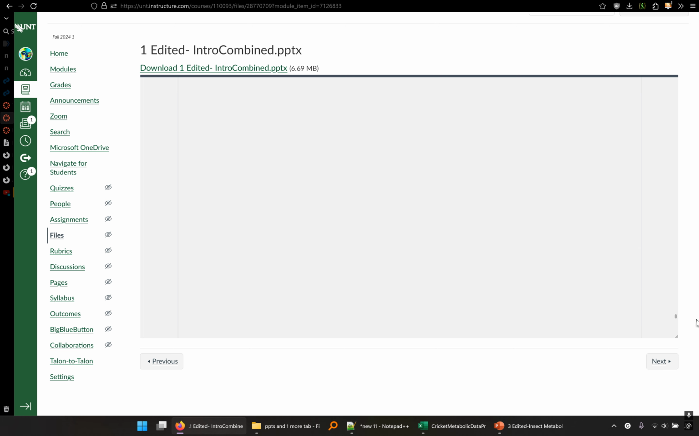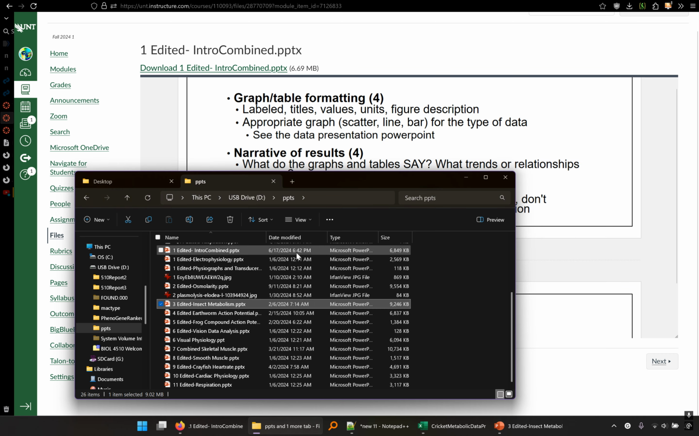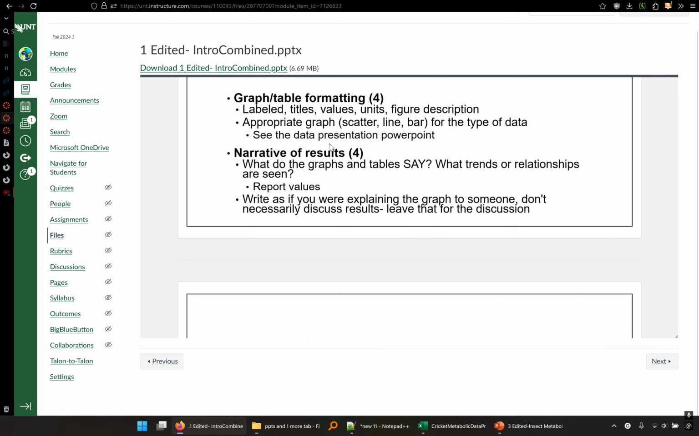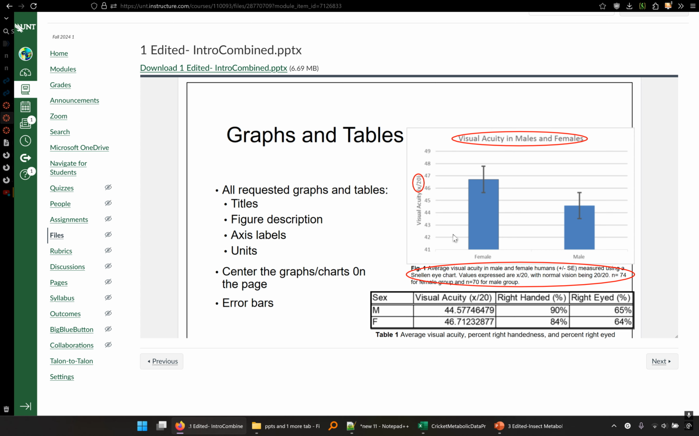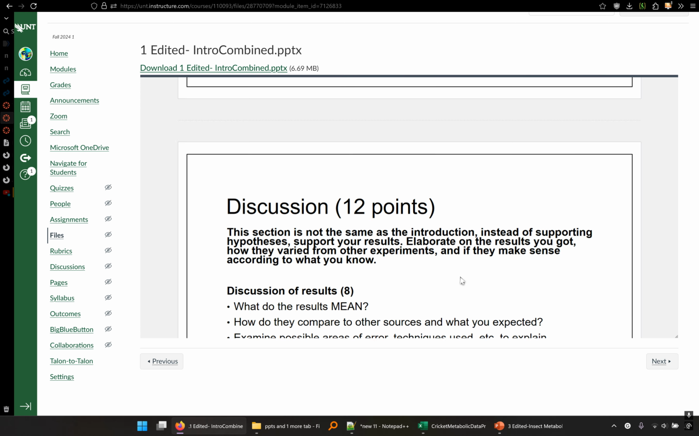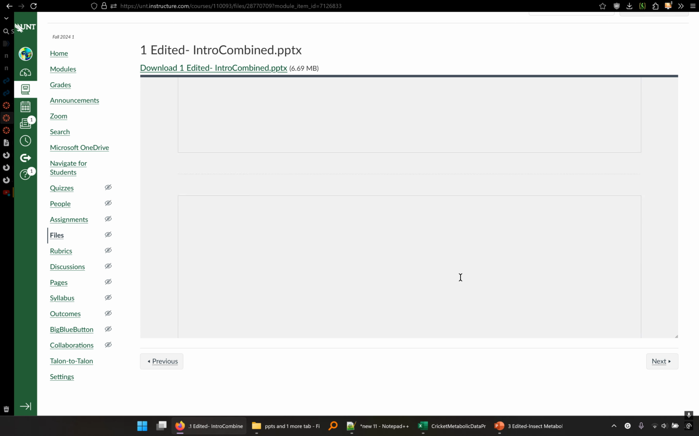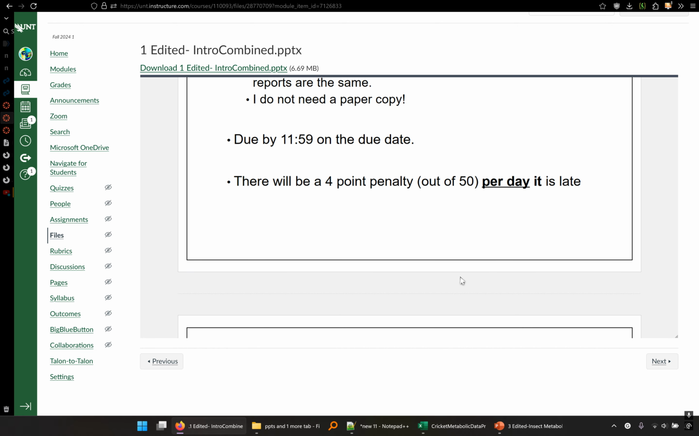It's a very long PowerPoint. Will it show up though? No, because it doesn't like me. Oh yeah, some more information on what's required for your graphs and tables. Avoid plagiarism.